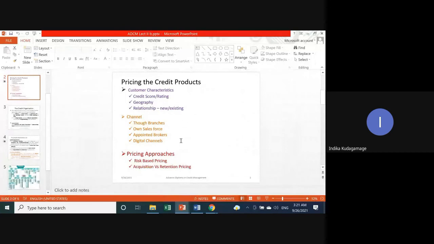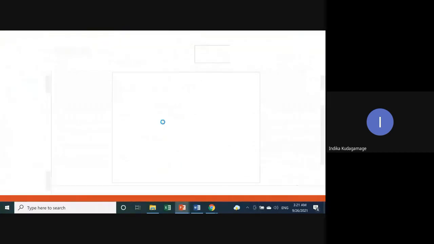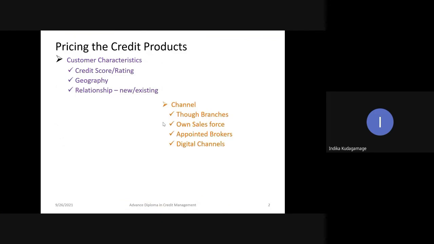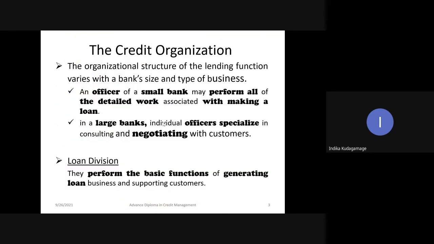So we did this part. Now we go to credit organization. Credit organization differs from bank to bank, and based on our credit culture, it differs. The officer of a small bank may perform all the detailed work associated with making a loan. But in a larger bank, it is individual specializations. Right?